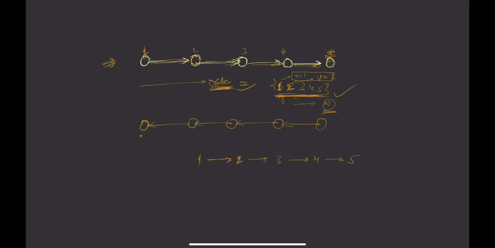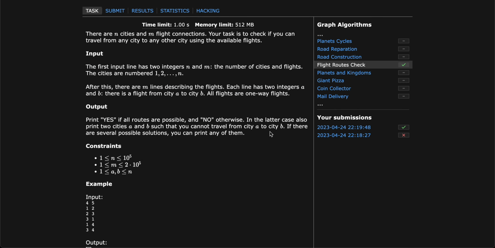So what it is asking is, in the latter case also print two cities A and B, so that you cannot travel from city A to city B. If there are several possible answers, you can print any of them. Yeah, I was printing 1 and 2, but it is possible to travel from 1 to 2, but it is not possible to travel from 2 to 1.